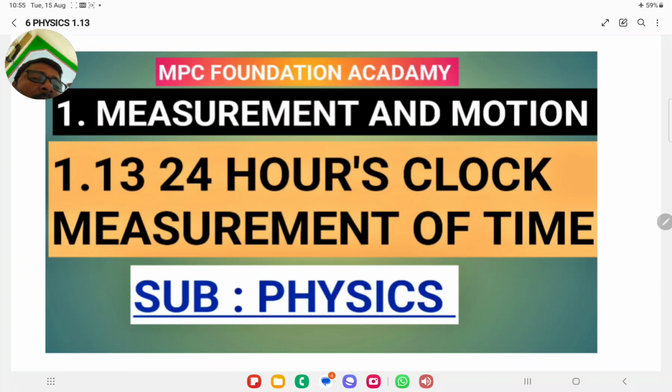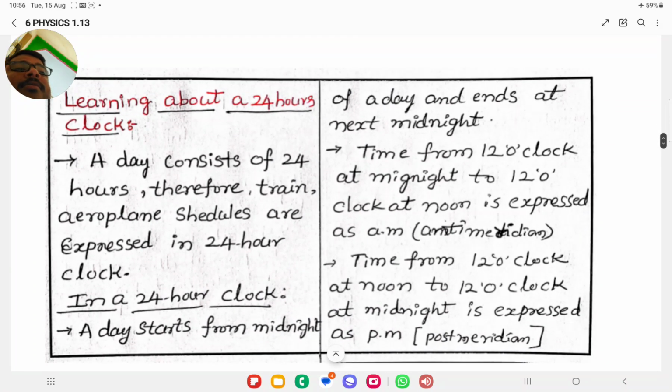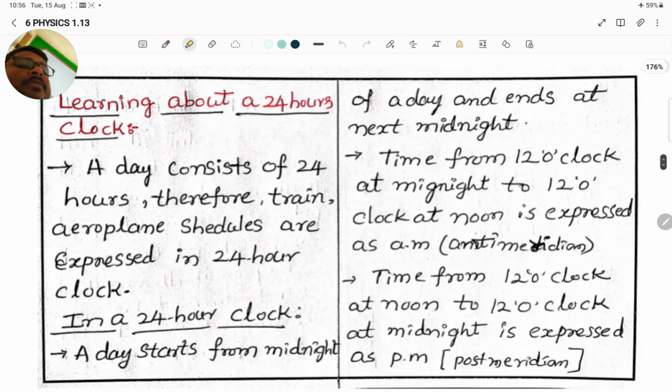In this video we will discuss the 24 hours clock, measurement of time, subject physics. Now we will start our class. In this video, what is meant by the 24 hours clock, and the difference between the 24 hours and 12 hours clock. Learning about the 24 hours clock.